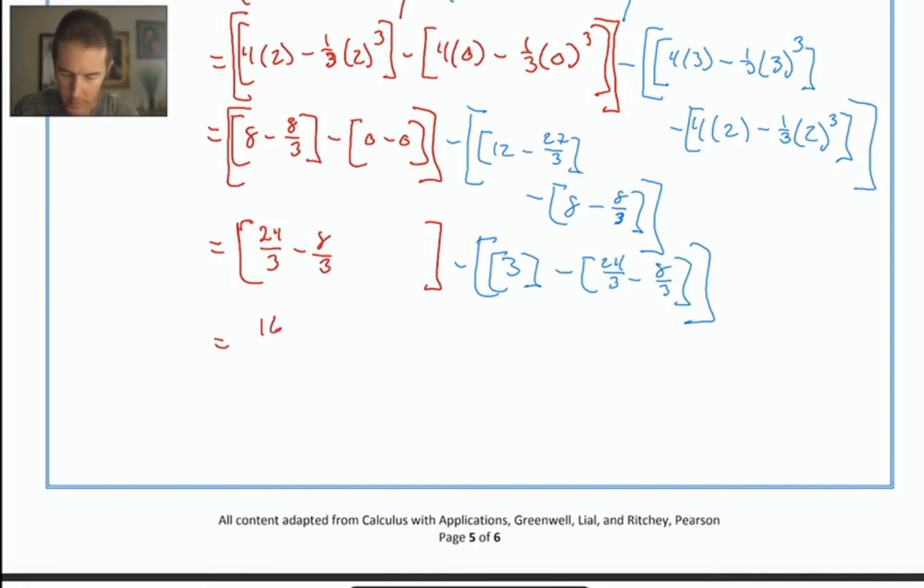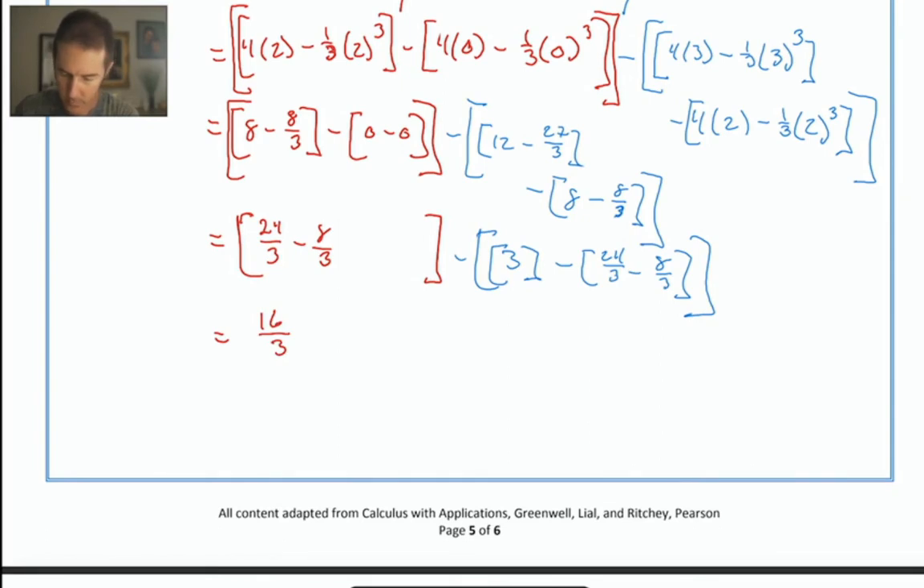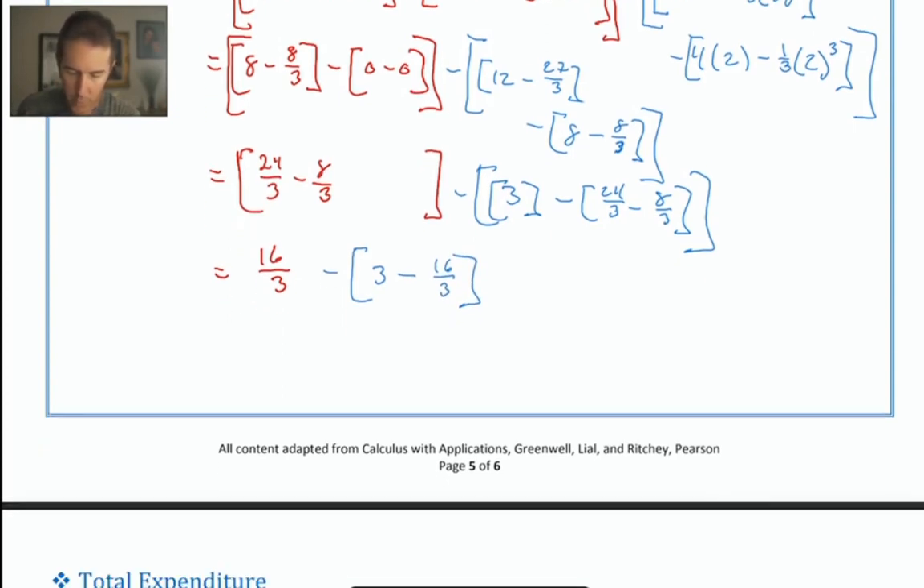So I've got 16/3 minus 3 minus, now 24/3 minus 8/3. Hey, that's 16/3 again. Now I'm going to switch to purple because I'm going to blur all this into one now. I've got 16/3. I'm distributing the minus sign, which makes that a minus 3. And when I distribute this minus sign to this minus sign, that becomes a plus 16/3. So now I've got 32/3.